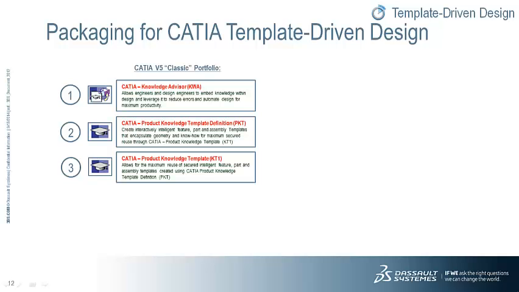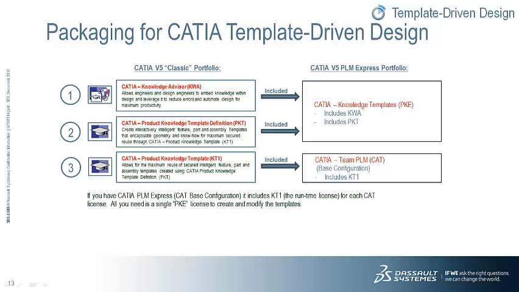The packaging for CATIA knowledgeware template-driven design consists of 3 products within the CATIA version 5 classic portfolio. This is the portfolio that includes the configurations MD2, HD2, etc. These 3 products, KWA, PKT, and KT1, as shown here, can be purchased as add-on or shareable. These same three products are also available within the CATIA V5 PLM Express portfolio, as shown here.